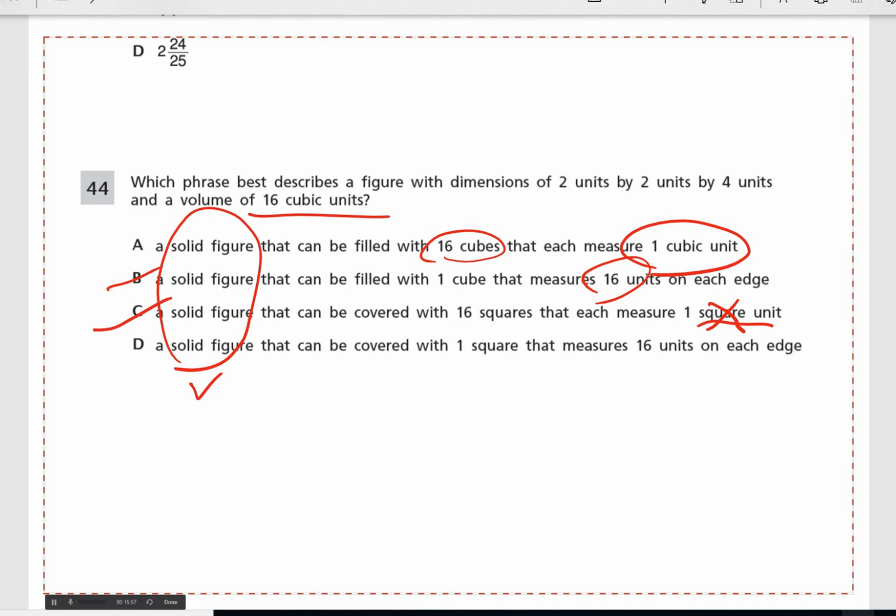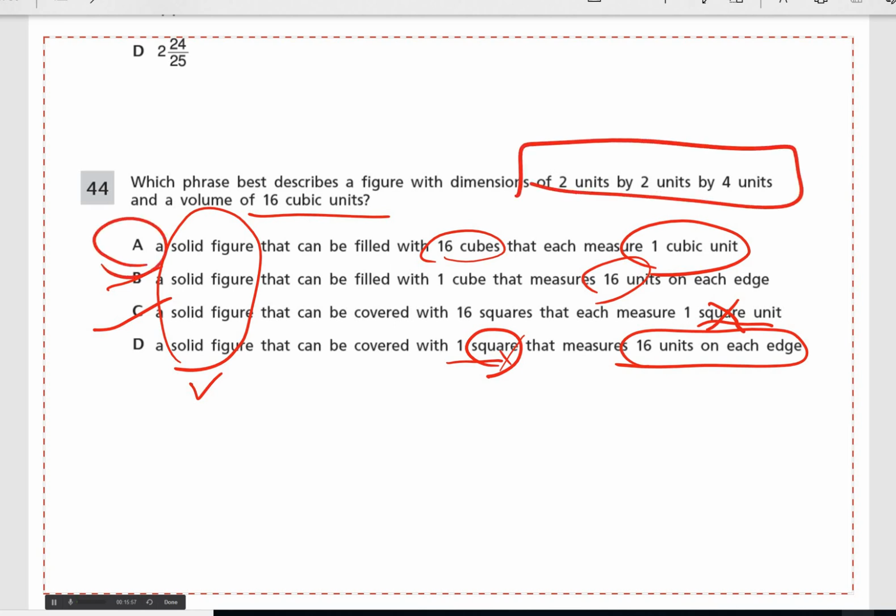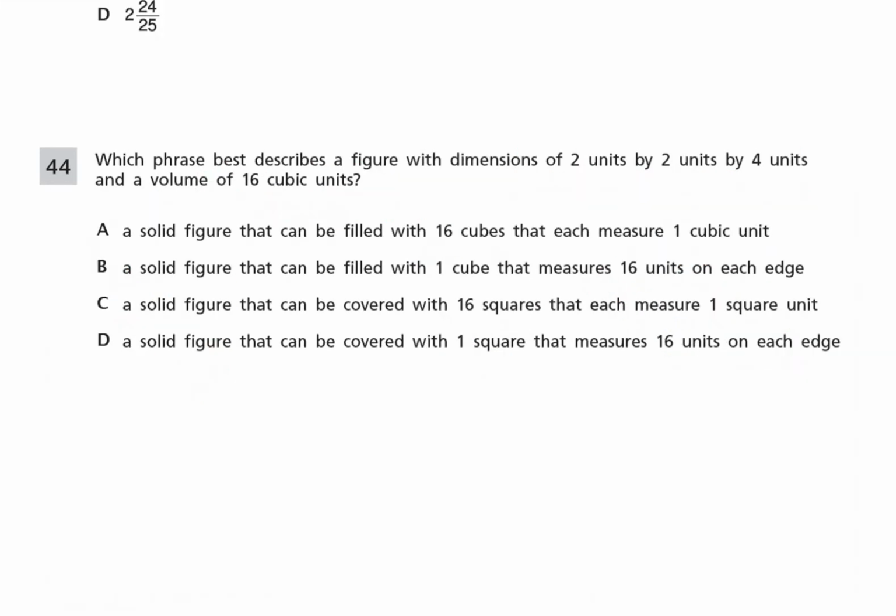Okay, square is out. Covered with 1, oh see, 1 square. That's not right. Okay, 1 square that measures 16 units on each edge. No, so the answer has to be A, because it's asking for volume. The most you can have is 16 cubic units.